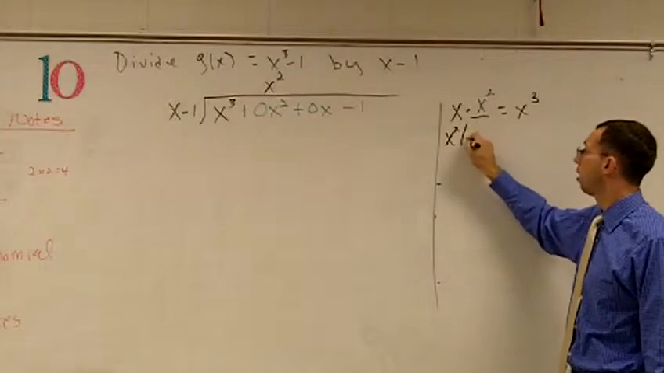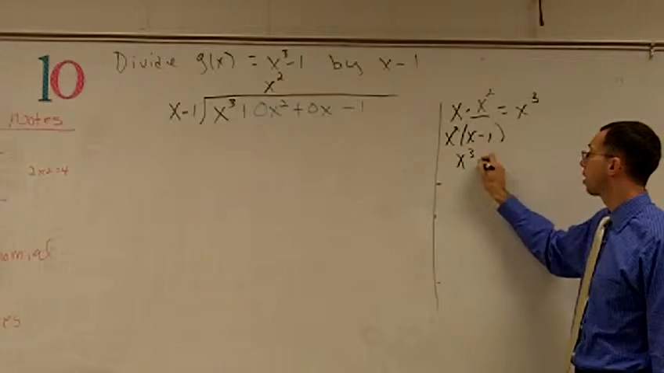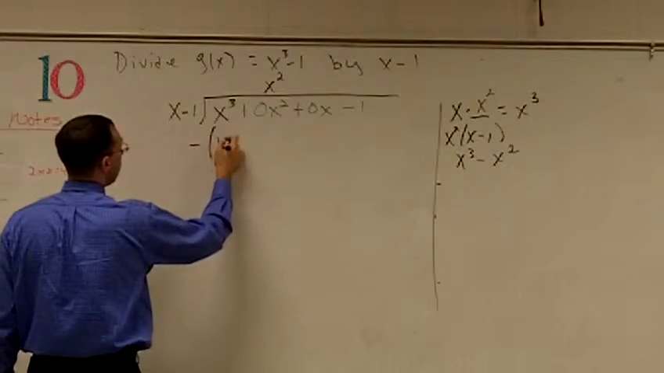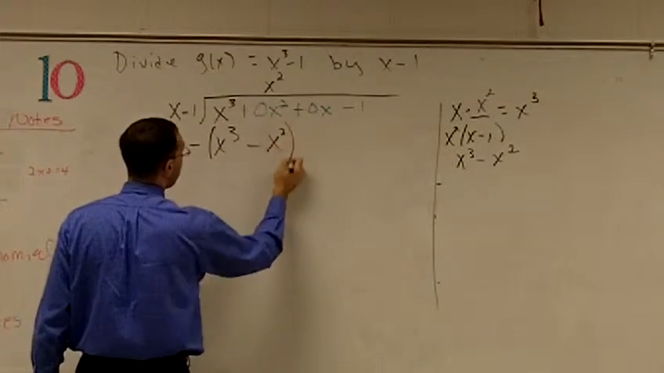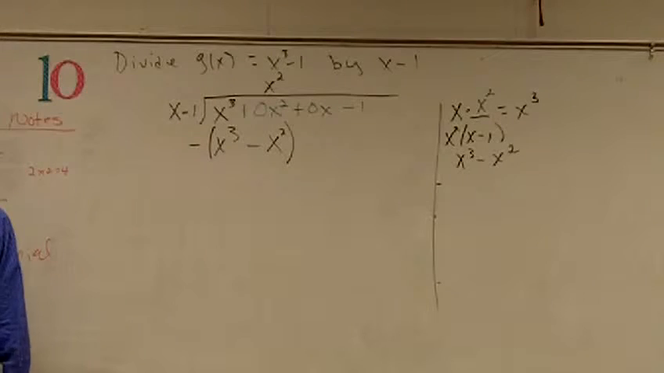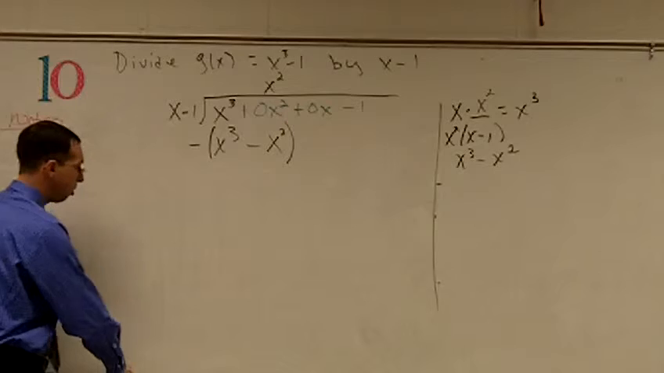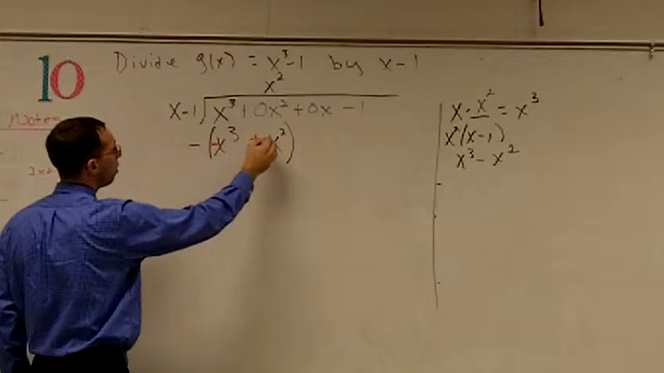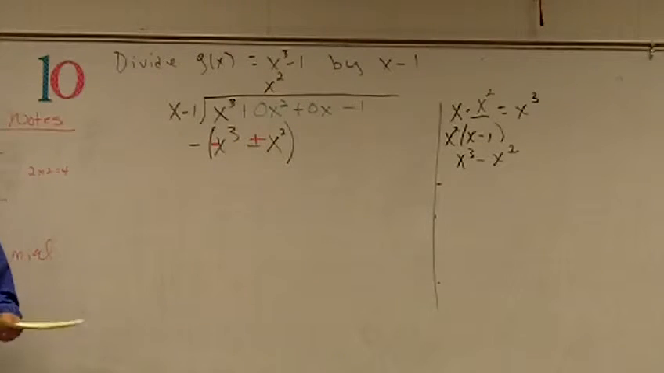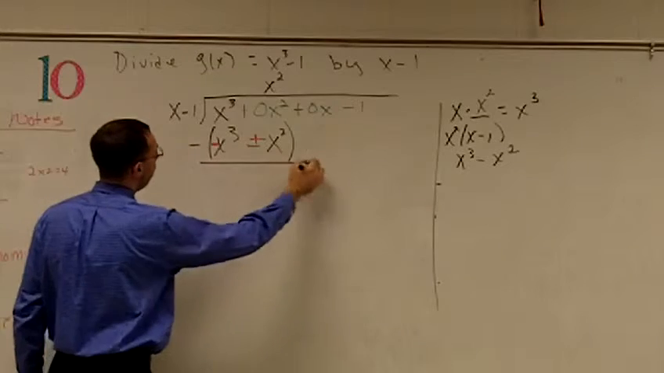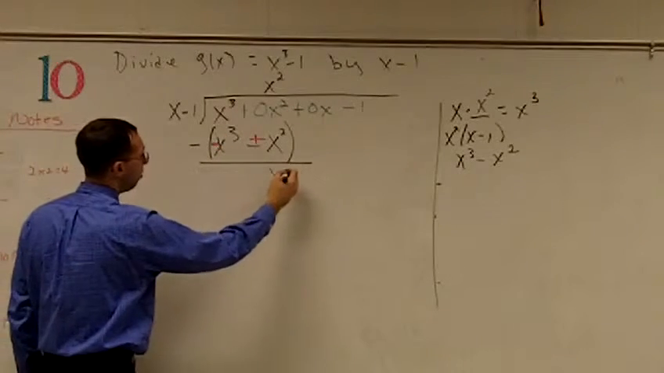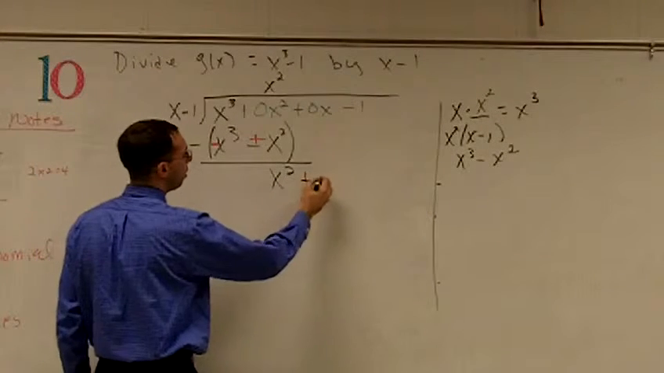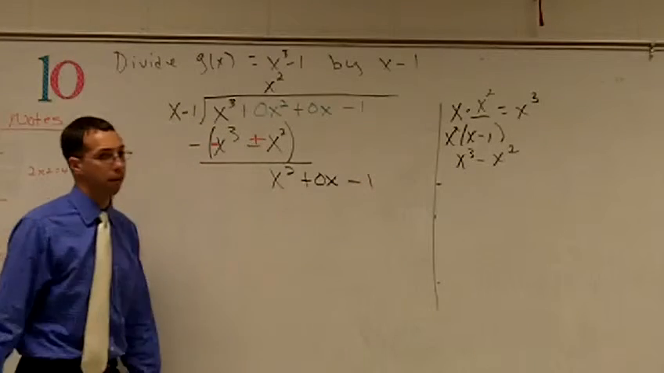So I have x squared times x minus 1, which is x cubed minus x squared, and I'll subtract that. And again, notice when I'm subtracting, I put my placeholder of 0x squared in there, so everything's still lining up. And again, we'll still distribute the negative sign and add. So this becomes negative x cubed, and that becomes positive x squared. So when we add here, x cubes are gone, and I'm left with a positive 1 x squared. Okay. Plus 0x minus 1.